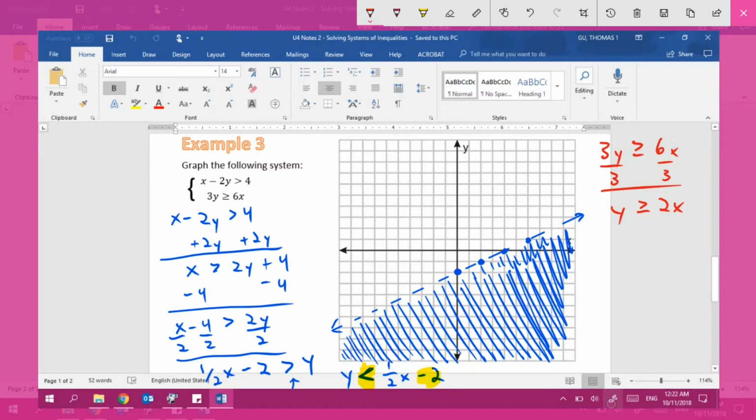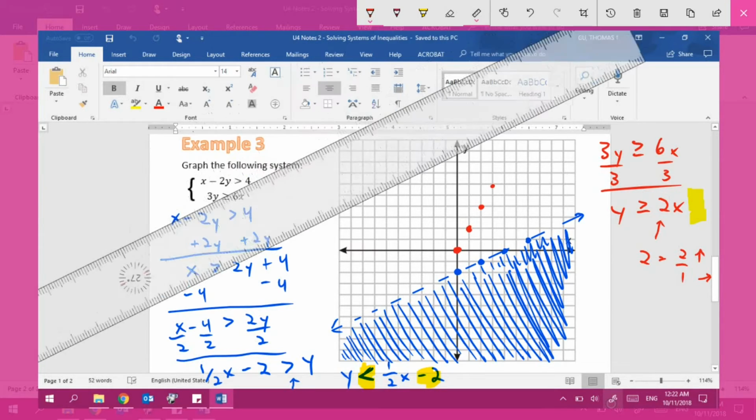Do I see a number for the y-intercept? No, I don't, which means that our y-intercept is actually at 0. So we're going to start right at 0, right here. And then we're just going to use the slope, which is the 2. So 2, which is 2 over 1. So rise 2 over to the right 1. So up 2 over 1, up 2 over 1, up 2 over 1, like this.